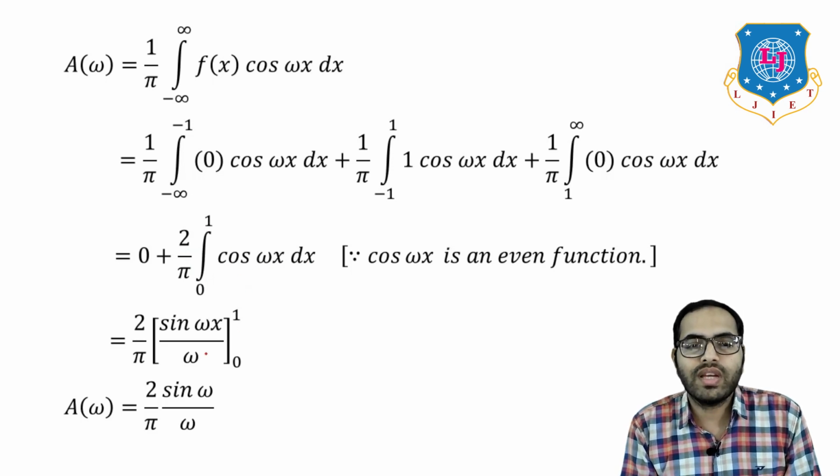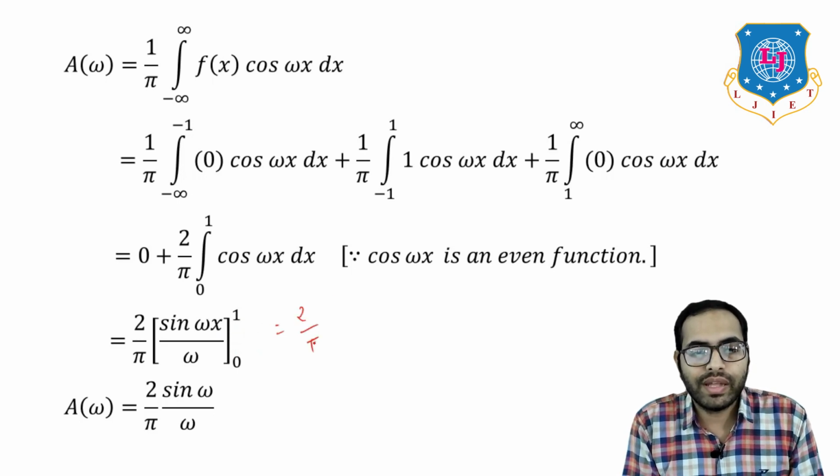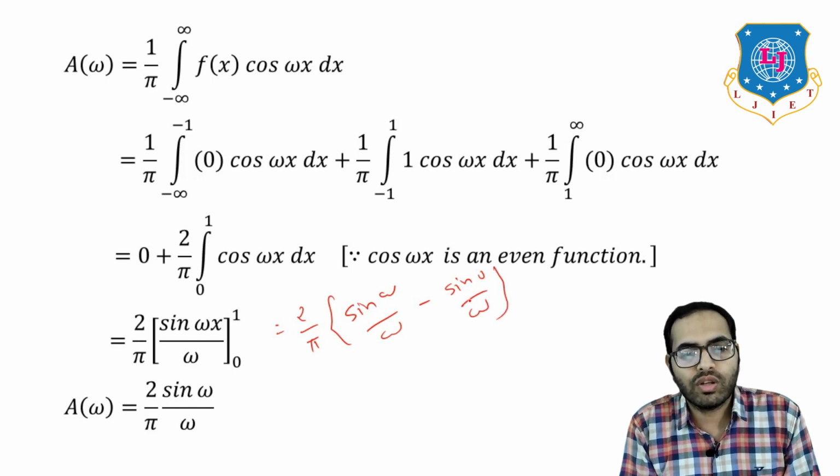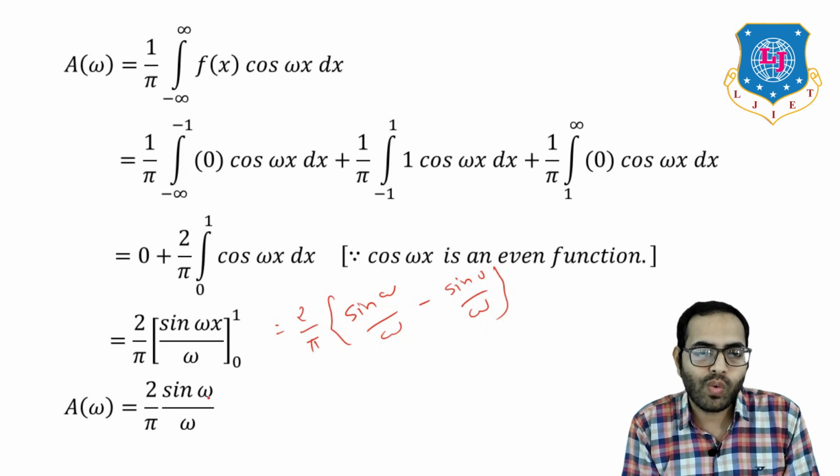Then the integral of cos is sin omega x by omega. Applying the upper limit minus the lower limit, we get 2 by pi times sine omega by omega minus sine 0 by omega. But you are all aware of the value of sine 0, that is 0, and 0 into anything is 0. So we get twice sine omega by pi omega.